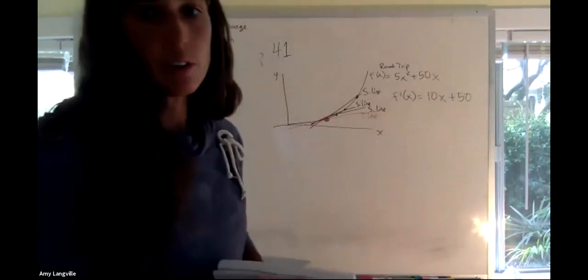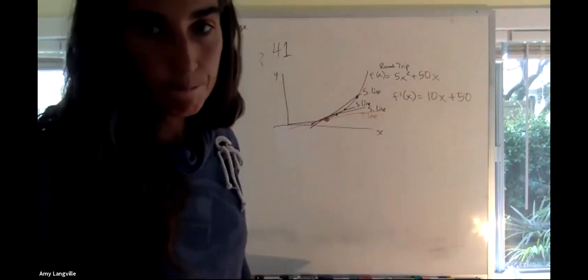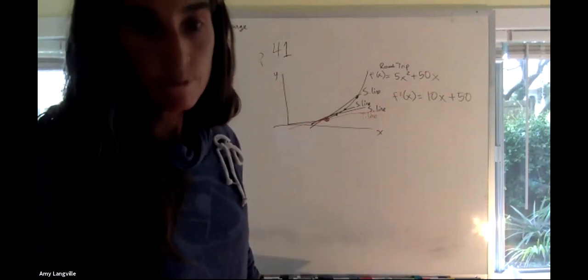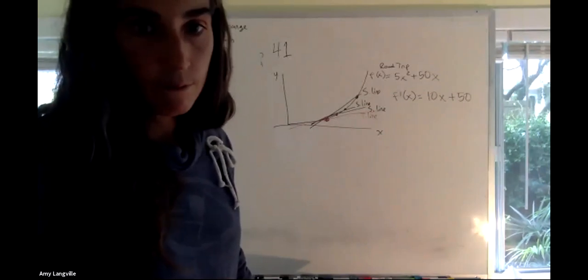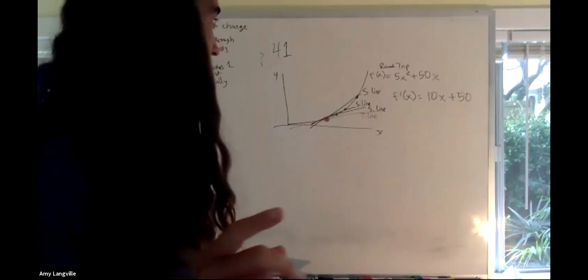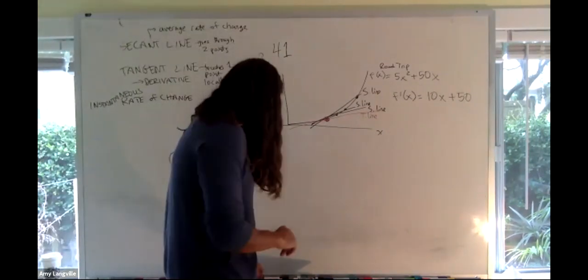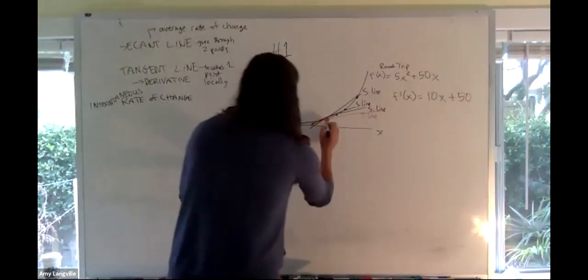Sorry. Go ahead. Can I ask a quick question? So for the T line, is that like where you're starting for making all the other secant lines? Great question. Yes, that is also often called the point of tangency.